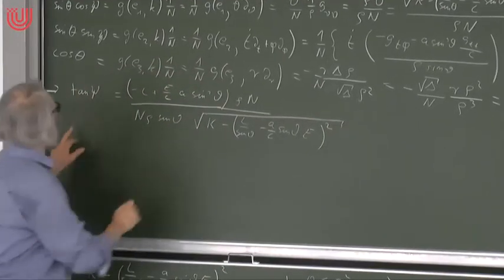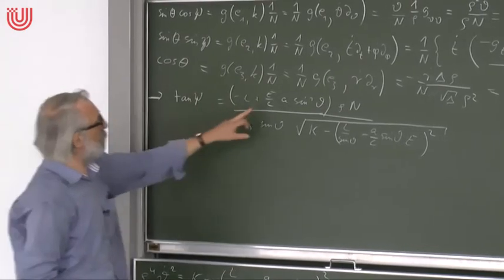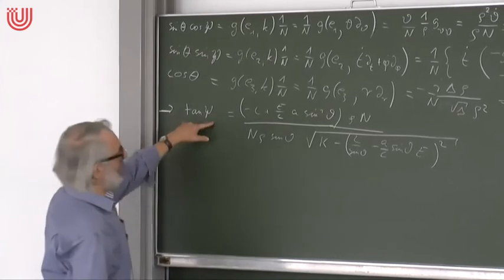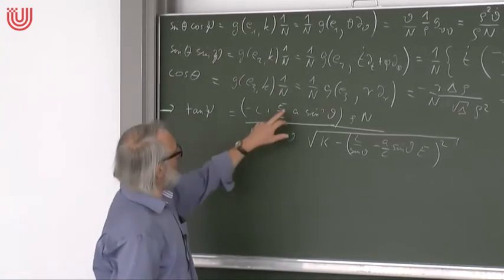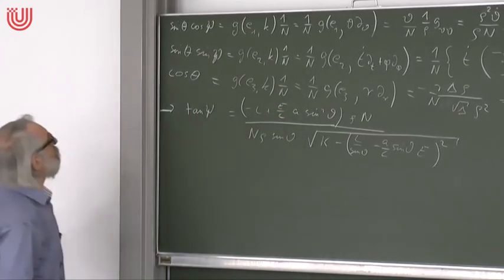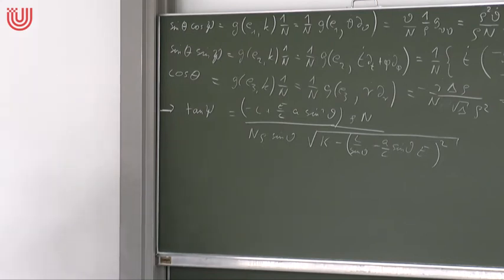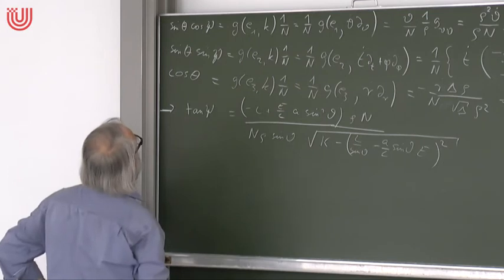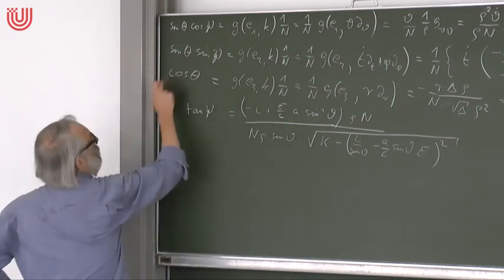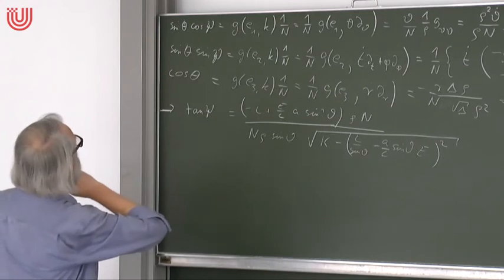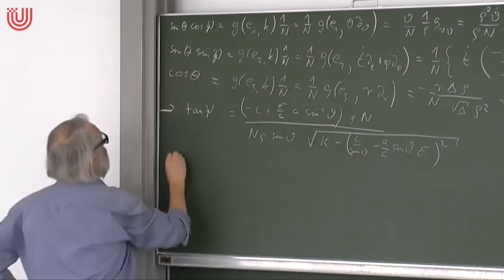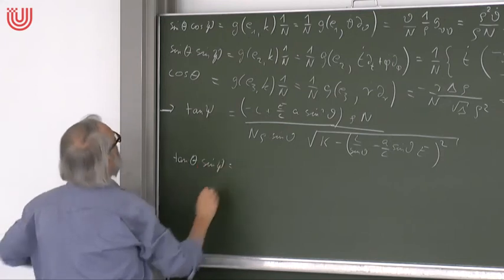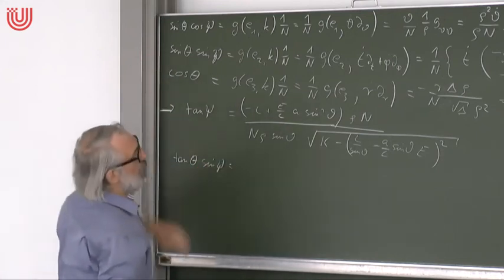Oops. So this gives me the tangent of psi in terms of my constants of motion, sorry, these are the celestial coordinates. Gives me the celestial coordinates in terms of the constants of motion. And what do I do in order to get theta? In order to get theta, I can divide these two expressions by each other, for instance. So then I get tangent of theta sine psi is this divided by this, right?